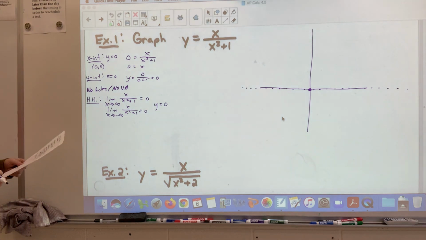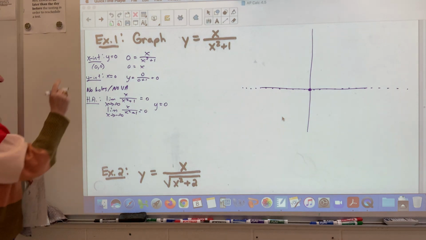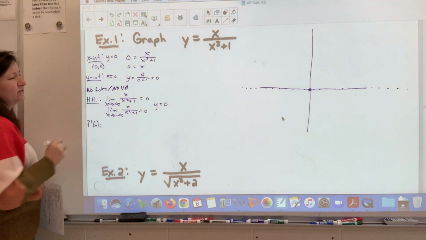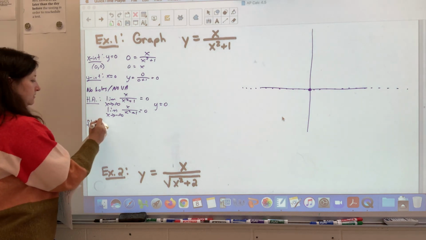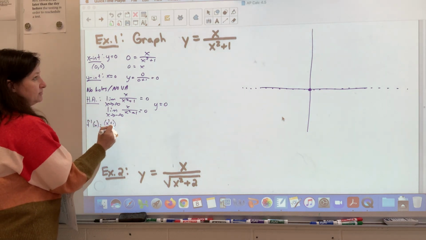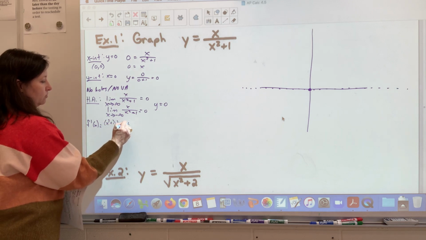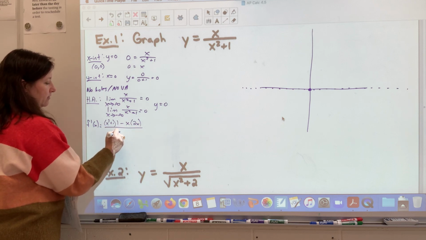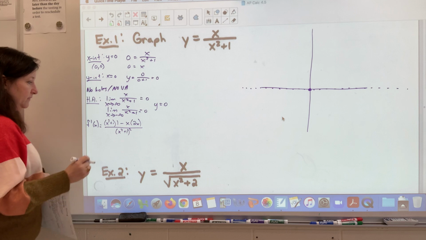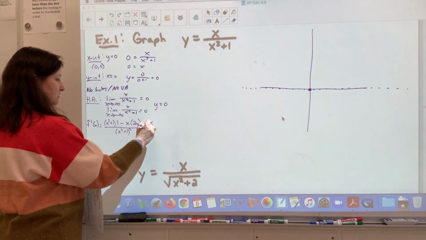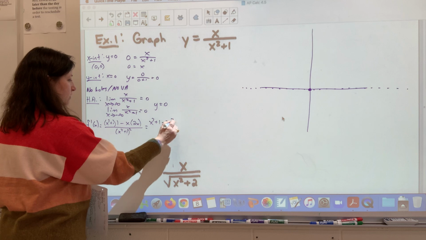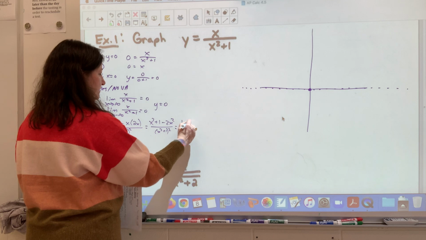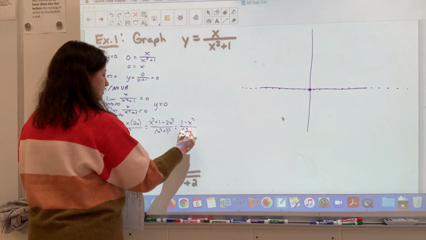So let's continue on, and we need to find our critical numbers, which means we need to get the first derivative. And what rule am I going to have to use? Quotient. So denominator times derivative of the numerator minus numerator times derivative of the denominator, all over the denominator squared. So we're going to simplify this. So x squared plus 1 minus 2x squared. So we get 1 minus x squared over x squared plus 1 squared.